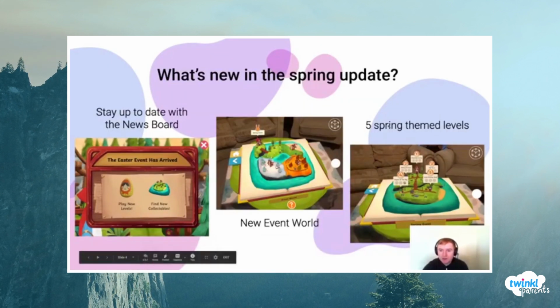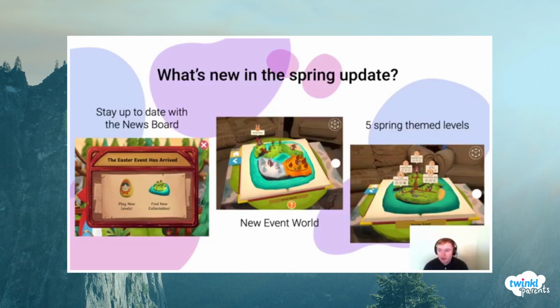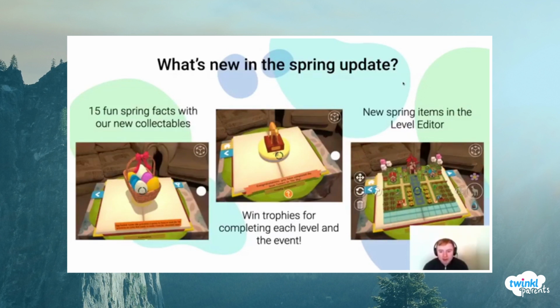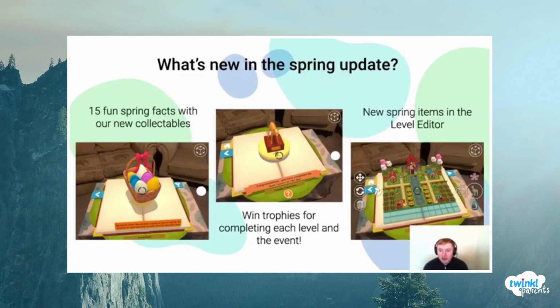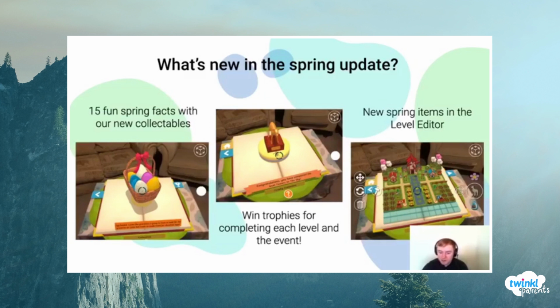So, what's new in the spring update? We can now stay up to date with the news board, and we've got a new event world, and we've got 5 spring theme levels. We've also got 15 fun spring facts with our new collectibles. You can now win trophies after completing each level, and also gain 1 large trophy for the event itself. And we've also got new spring items in the level editor.